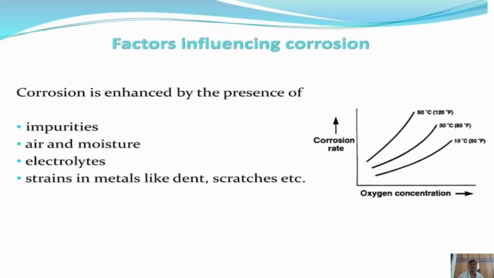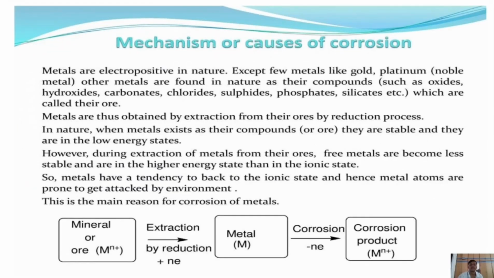Factors influencing corrosion. Corrosion is enhanced by the presence of impurities, air and moisture, electrolytes, and strains in metals like dents, scratches, etc. Mechanism or causes of corrosion.